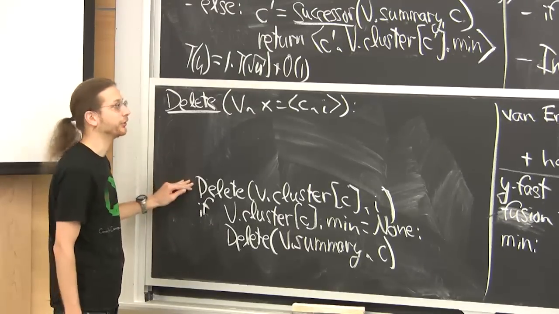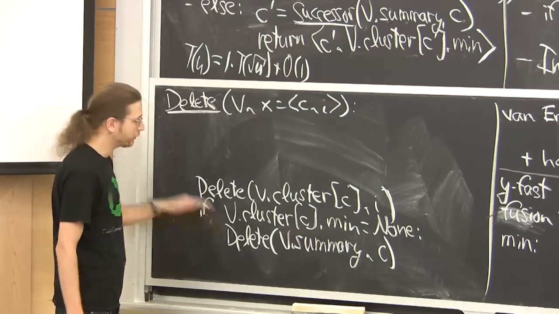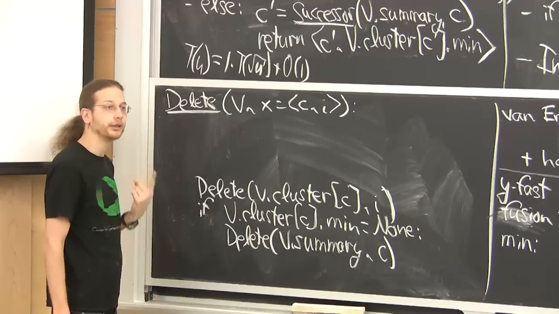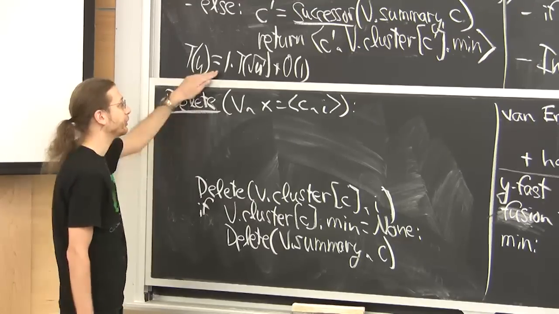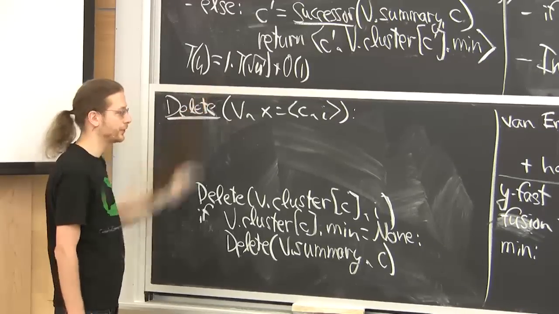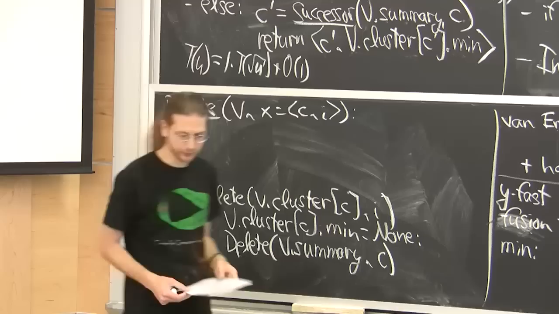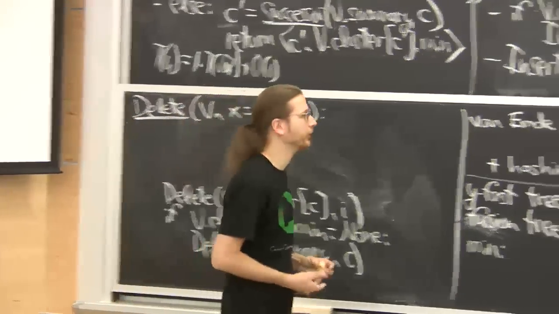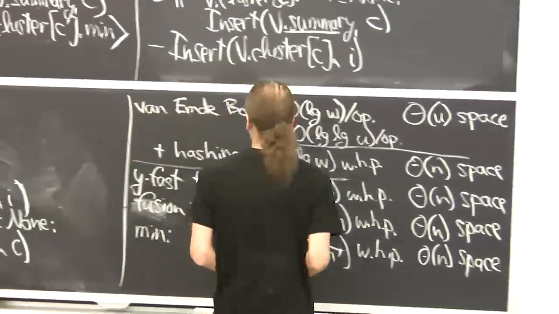You don't have to recurse when you're deleting the last item. So in either case, you're really only doing one deep recursion. So you get the same recurrence and you get log u. So for the details, check out the notes. I want to go to other perspectives of van Emde Boas.